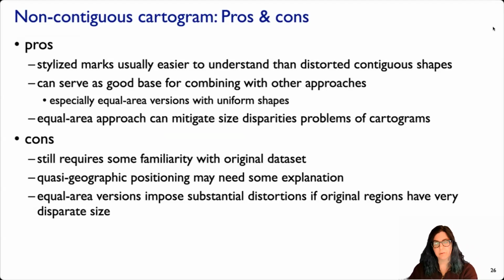So what are the downsides? Well, they still do require some level of familiarity with the original. Not as much as the others, but some. You might need to explain this idea that the position doesn't quite mean what you think it might mean. So it might need some explanation. And one thing is there might be some pretty substantial distortions if the original regions have really different sizes and then you're normalizing them all to the same size. That could really start to distort things substantially.